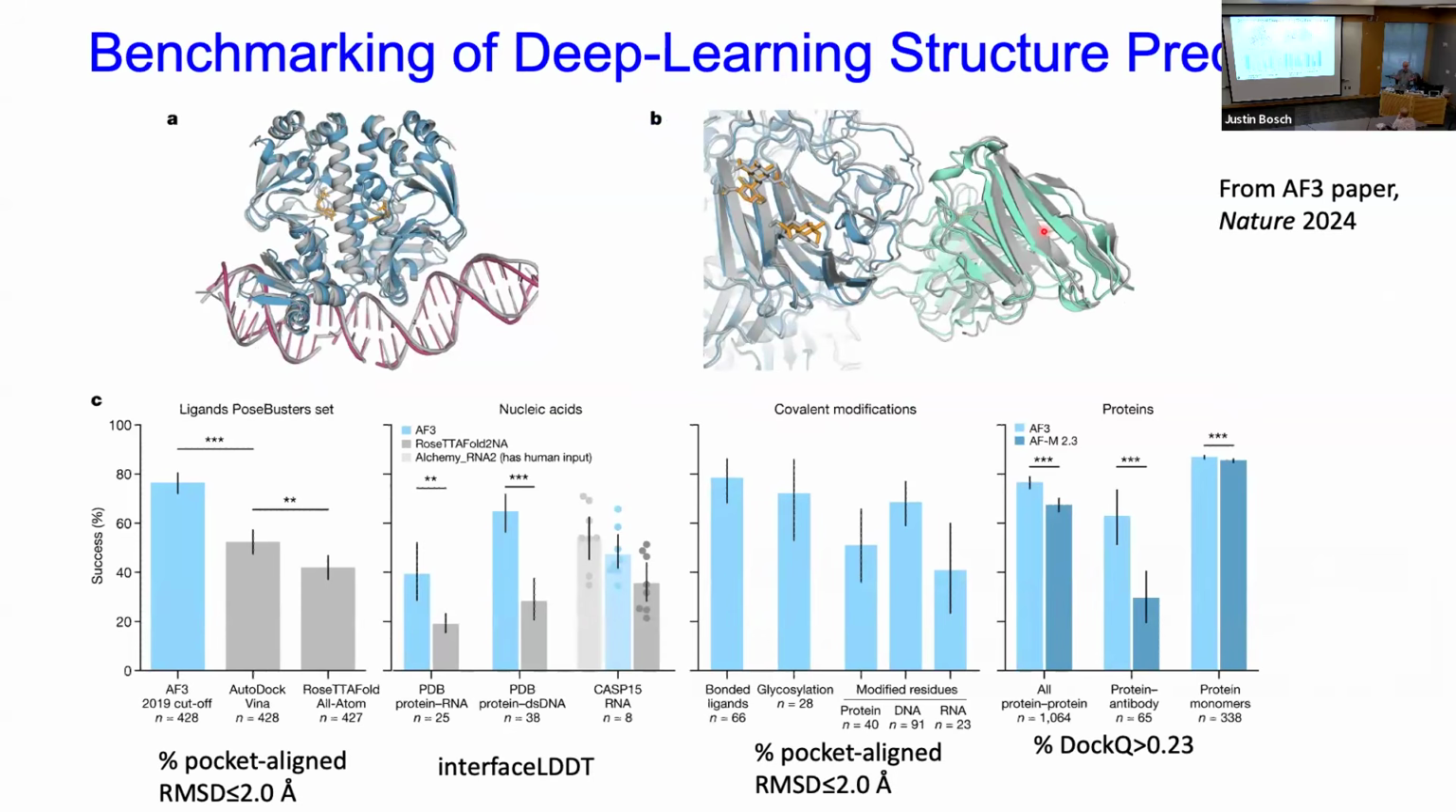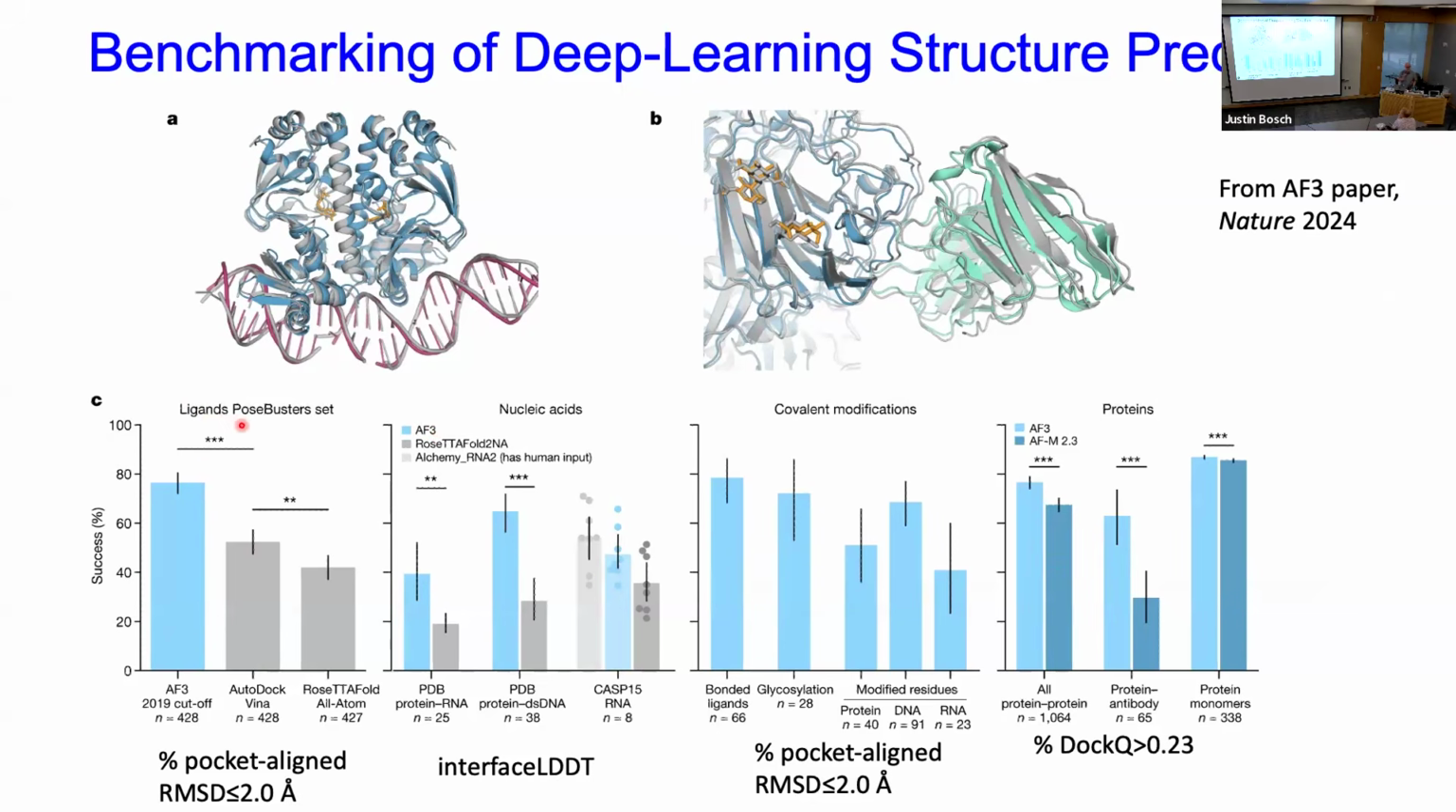Each of these different measures that we've talked about have been used in the structure prediction papers like AlphaFold 3. So this graph comes from the AlphaFold 3 paper. And just at the top are some pictures of some fancy structure predictions that they did. But each of these graphs covers a different kind of target for structure prediction.